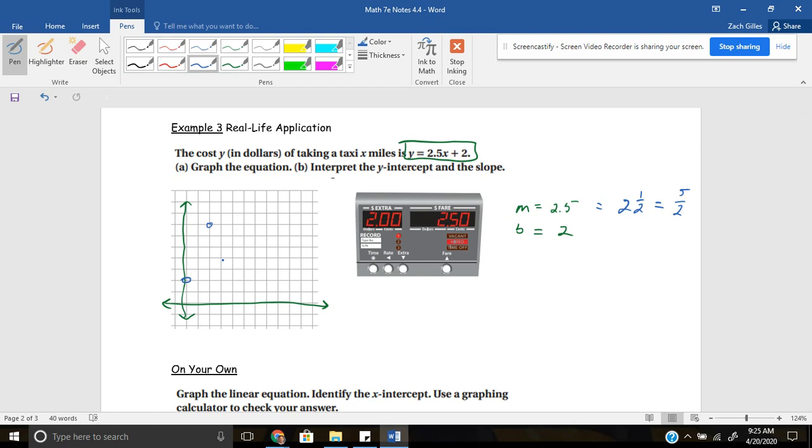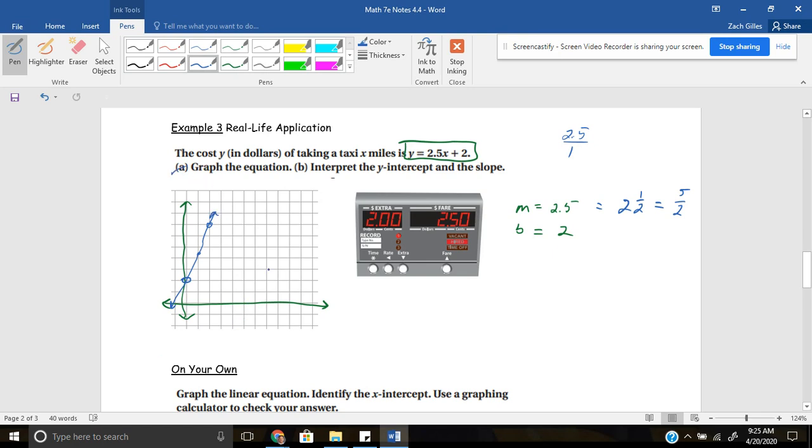Now, maybe you didn't do that, and you just said, okay, 2.5 is the same thing as 2.5 over 1. So I'm going to go up 2.5 and go over 1. Well, notice you'd still be on the same line as we were. So either way really works. Okay, so now just connect your points. We got a minimum of 3 here. Include my arrows and check, I've done letter A.